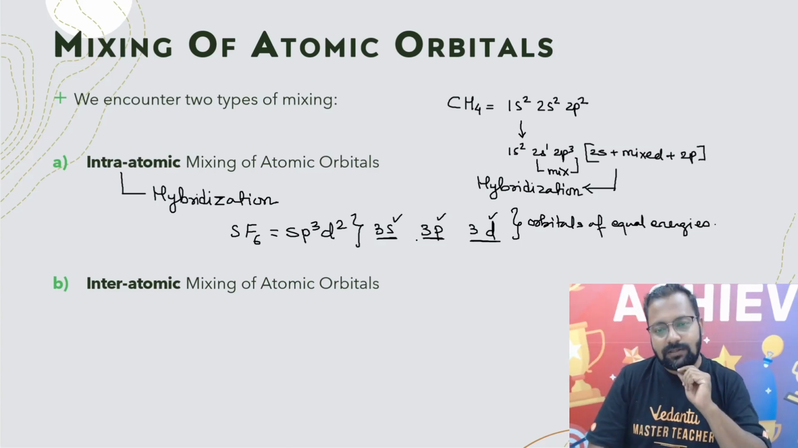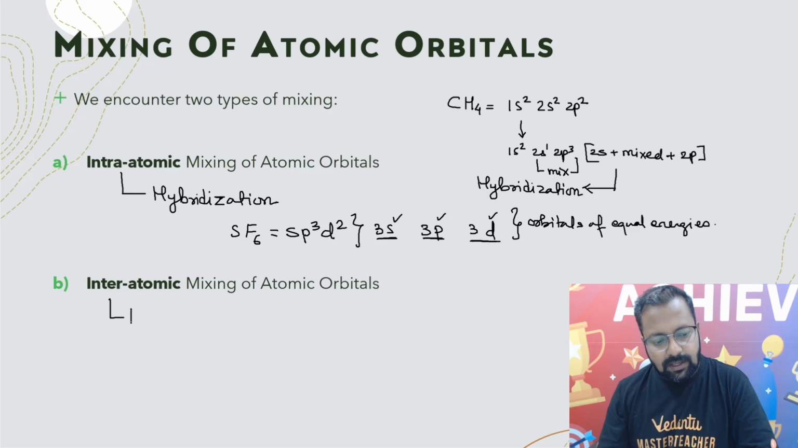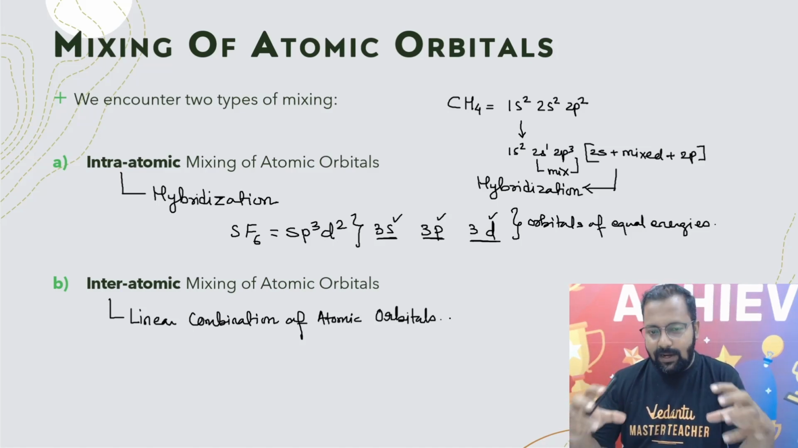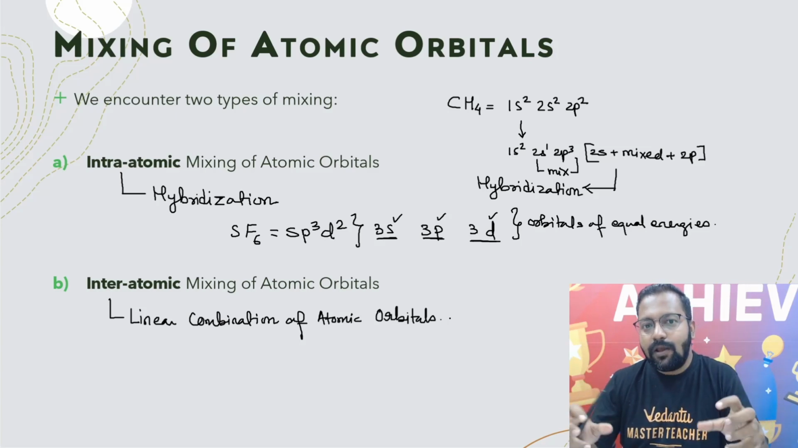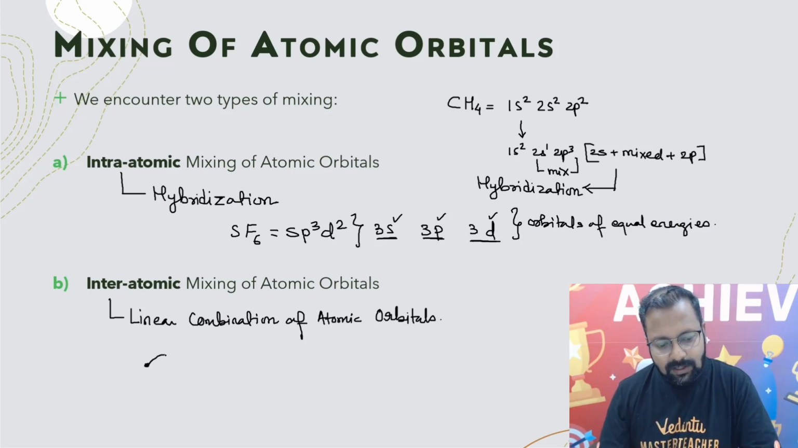What is interatomic mixing of atomic orbitals? Interatomic mixing is what we study as linear combination of atomic orbitals. In an interatomic mixing, 2 atoms will allow their atomic orbitals to mix with each other. Okay, so यहाँ पे 2 nucleus रहते हैं. इस तरह से मान लो कि एक p orbital है plus minus, so 2 different atoms will allow their orbitals to mix. These can mix with each other.